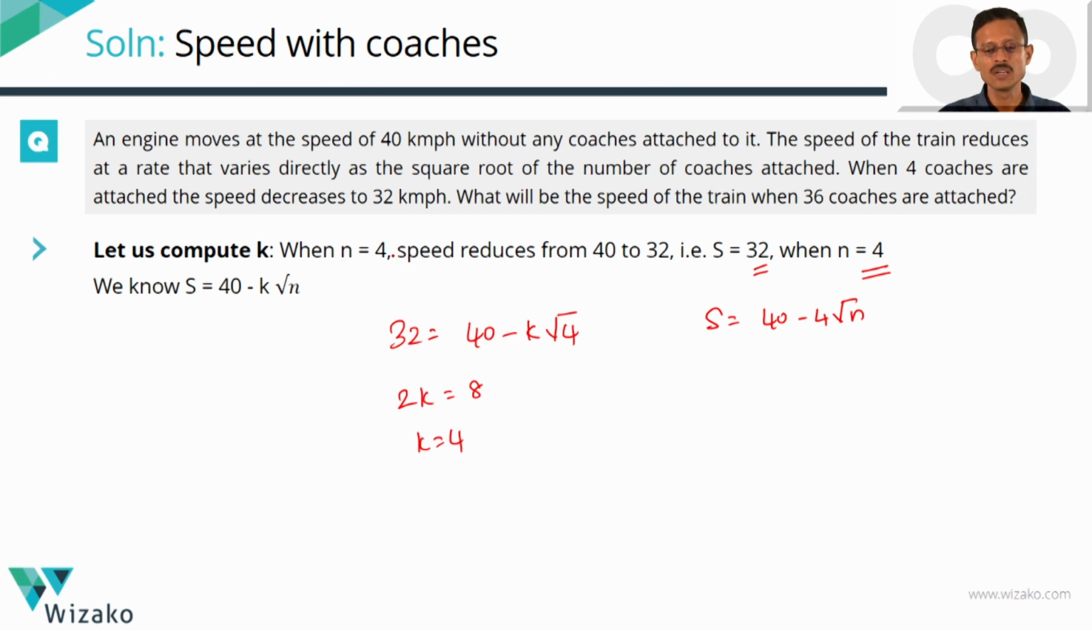What do we have to find out? What happens to the speed when there are 36 coaches? Substitute n is equal to 36. If someone gave us the speed, we can find out n. Here we know n, so let's find out the speed. This is equal to 40 minus 4 into root 36. Root 36 is a 6. 4 into 6 is a 24. 40 minus 24. The speed of the train is going to be equal to 16 kilometers per hour.